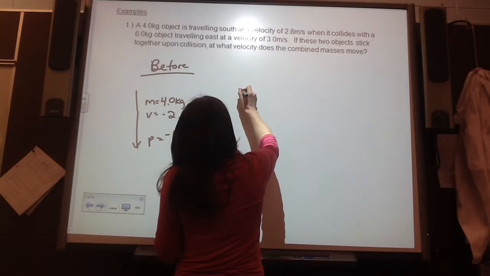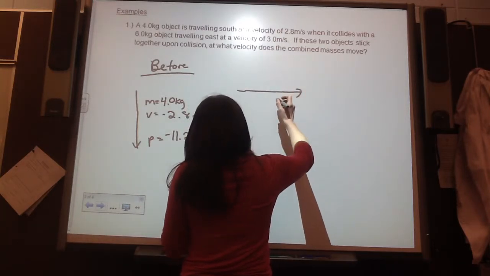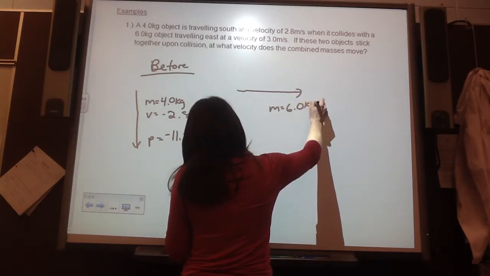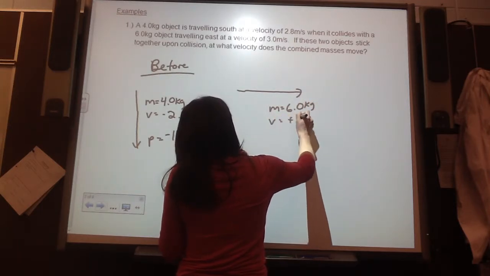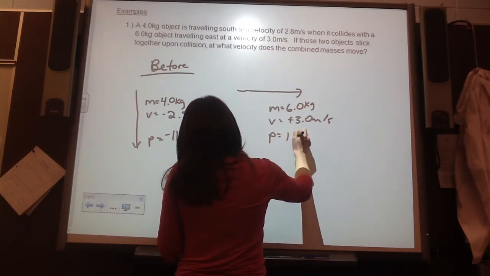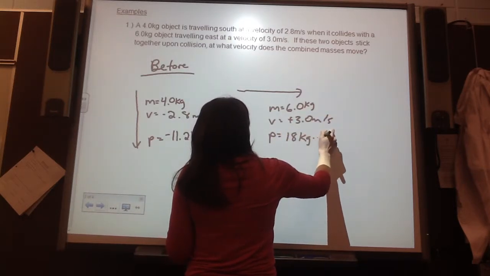And then I have another object traveling east. Its mass is 6 kilograms. Its velocity is positive 3 meters per second. So my P is 18 kilograms times meters per second.